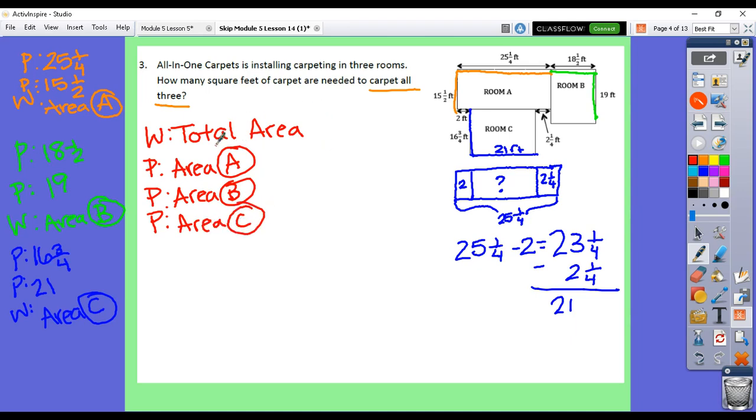So then what are we going to do when we have all of those areas so we can find the total area? Well, you're going to be adding them together. So you need to take area of room A plus area of room B plus area of room C, and that will give you your total area for the carpet for all three of those rooms.